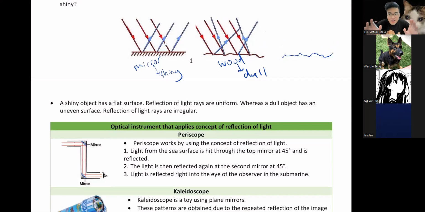Right? Guys, you get what I mean? So even surface, flat surface, you have regular reflection, so it will look shiny. Uneven surface, bumpy surface, you have irregular bouncing, irregular reflection, so you have a dull surface.